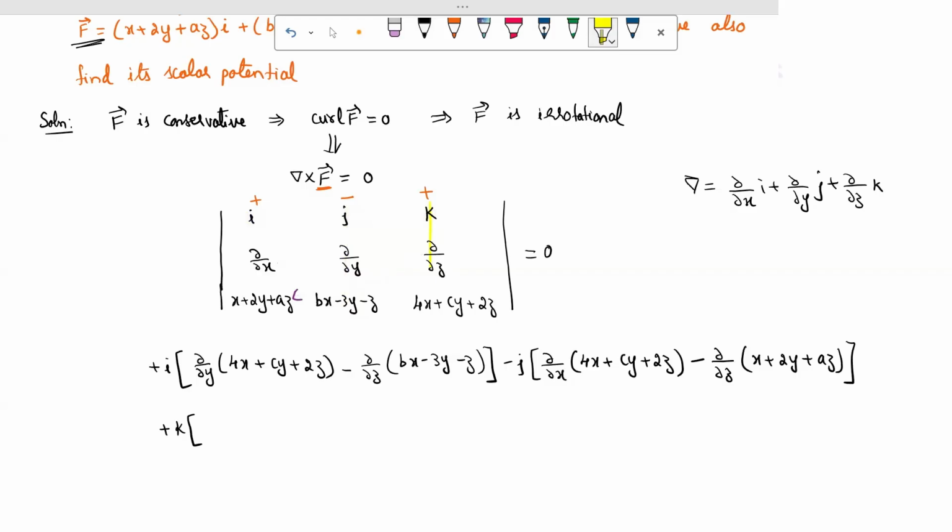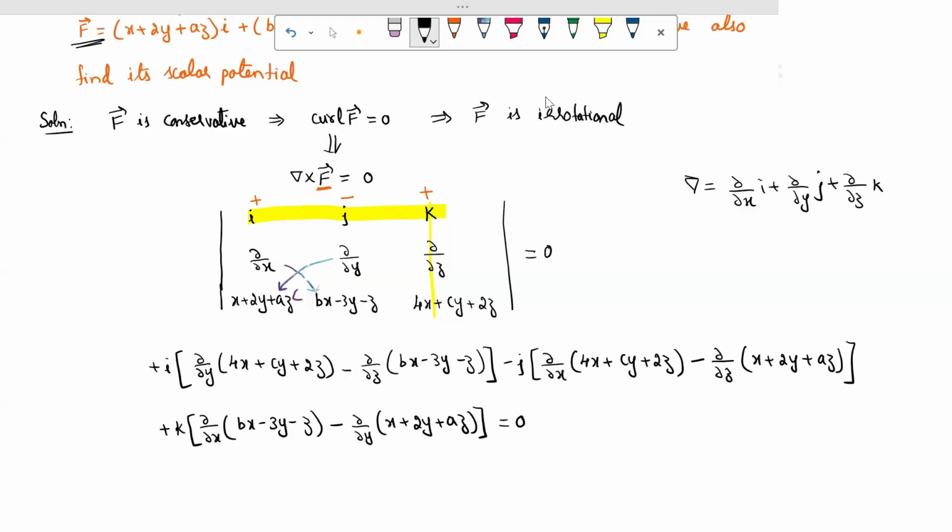You close the column and row where k lies and again cross multiply. We get dou by dou x of (bx - 3y - z) minus dou by dou y of (x + 2y + az). So the expansion is over, and that equals 0.